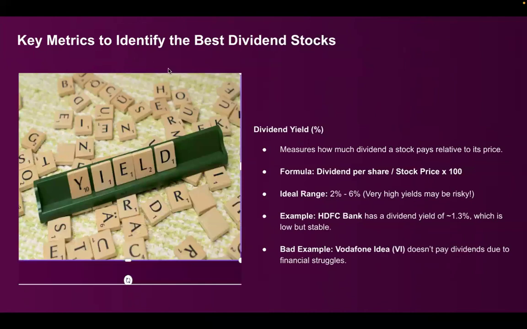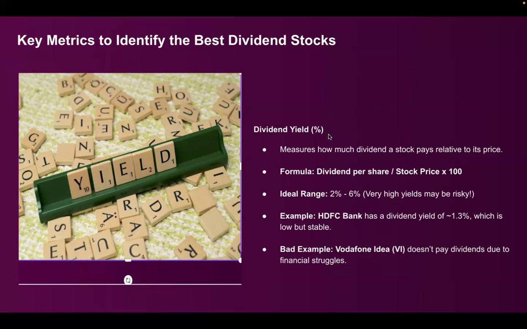So the first and foremost key metric to consider is dividend yield. So what is a dividend yield? Let's say a stock is trading at 100 rupees and you purchase it at 100 rupees. And let's say if the company pays a dividend of 5 rupees, then your dividend yield is 5%. So basically, the purchase price of your stock and then the dividend that's been paid is the percentage.